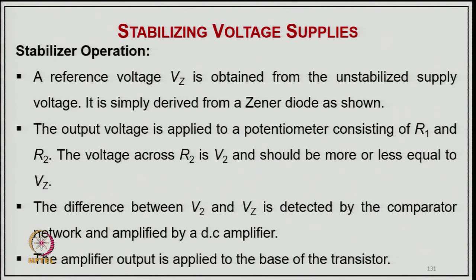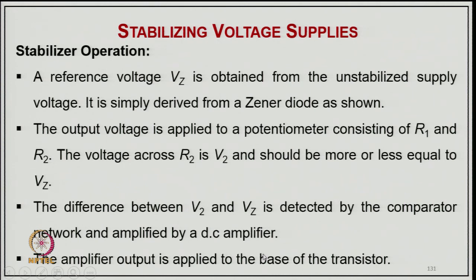So, let us talk about how the stabilizer operates. A reference voltage VZ is obtained from the unstabilized supply voltage, simply derived from a Zener diode as shown, because that is only for the circuit, just as a signal from the input to the base current. The output voltage is applied to a potential divider of R1 and R2, and the voltage across R2 is V2, which should be less than or equal to VZ. The difference between V2 and VZ is detected by the comparator network and amplified by the DC amplifier.